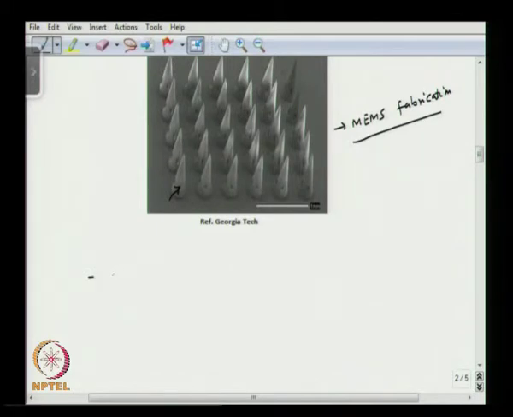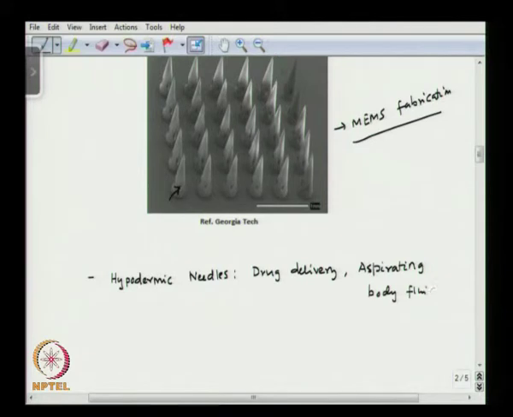So, typically we use hypodermic needles for drug delivery and for aspirating body fluid, and these hypodermic needles, large needles, cause pain and also bleeding, and they are not suitable for targeted drug delivery.